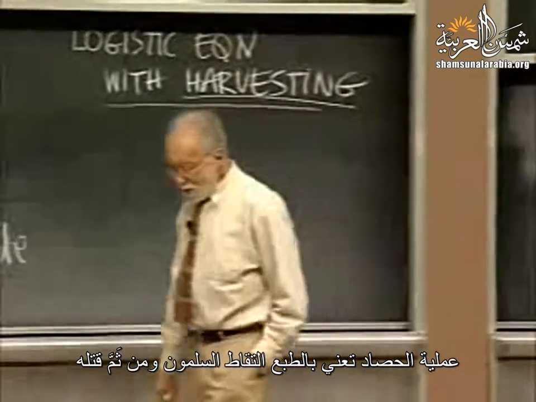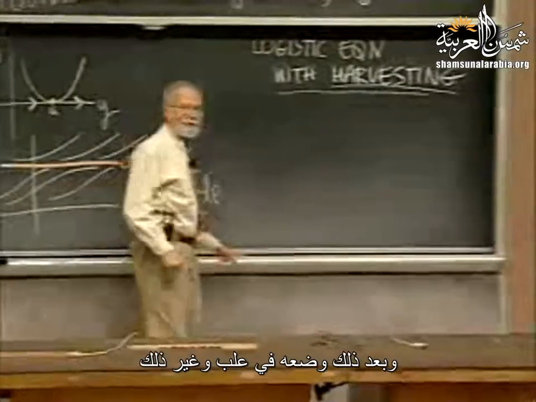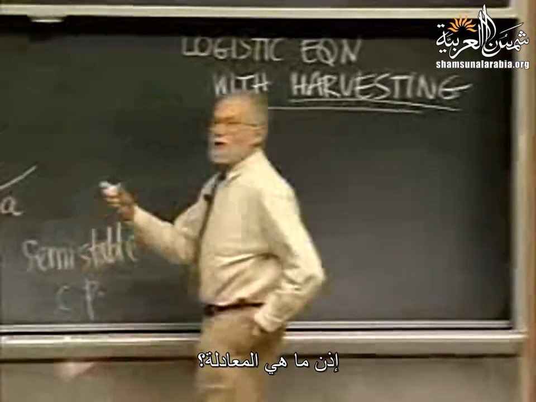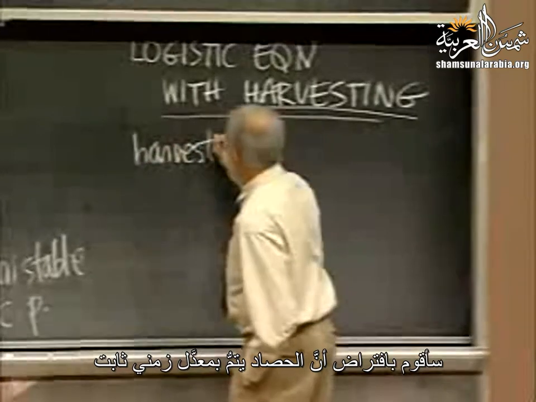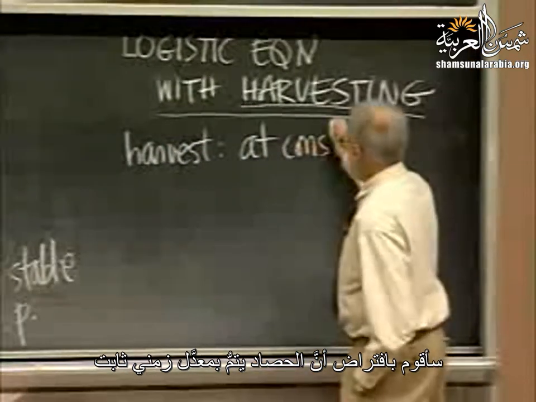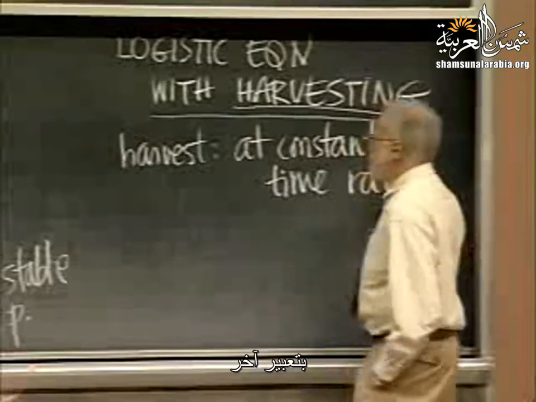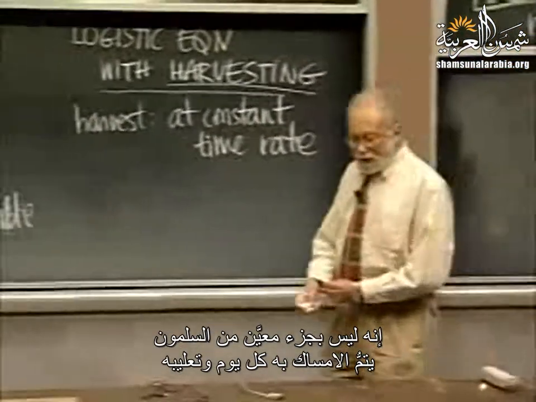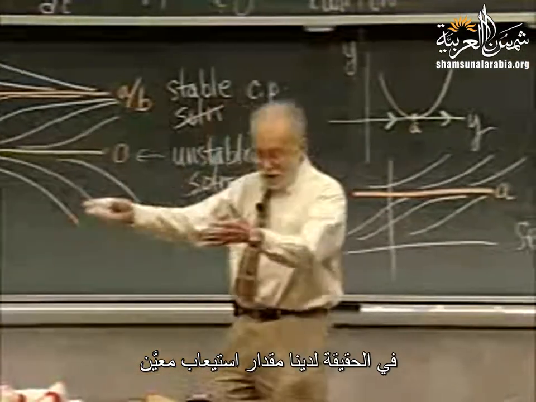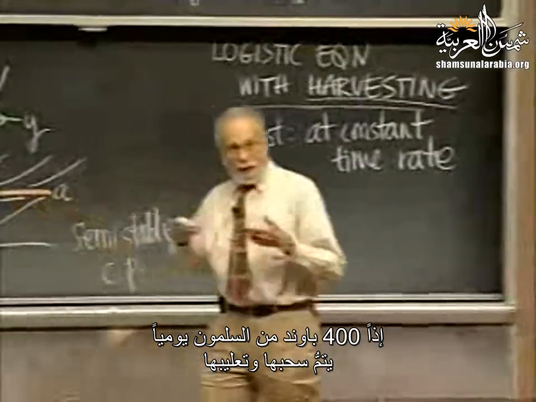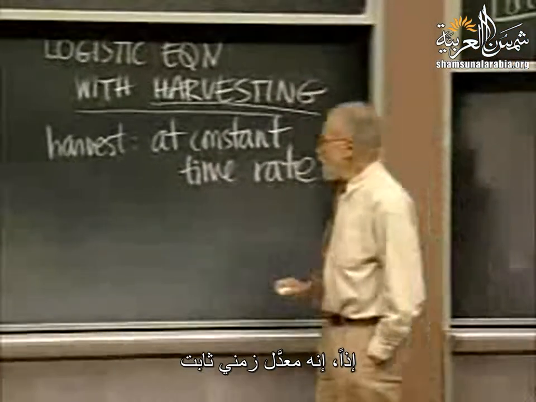Okay, so the harvesting, which means, of course, picking them up and killing them and putting them in cans and stuff like that. Okay, so what's the equation? I'm going to assume that the harvest is at a constant time rate. It's not a certain fraction of all the salmon that are being caught each day and canned. The factory has a certain capacity. So, 400 pounds of salmon each day are pulled out and canned. So it's a constant time rate.